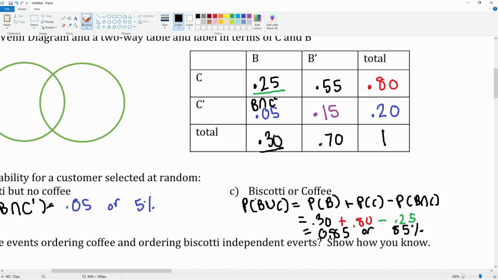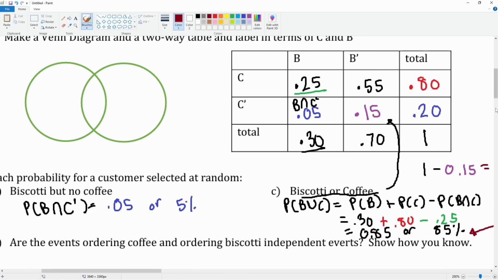Notice the OR is the complement of this. So if you do 1 minus 0.15, you're actually going to get this number here of 0.85, which is this number. So biscotto or coffee would be the complement of neither biscotto nor coffee.